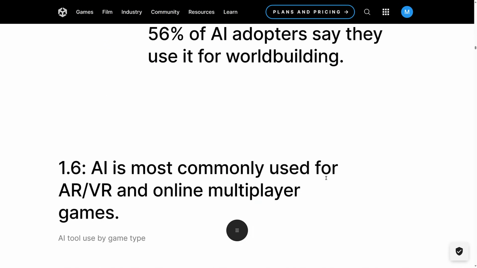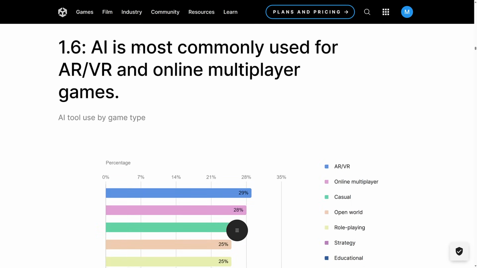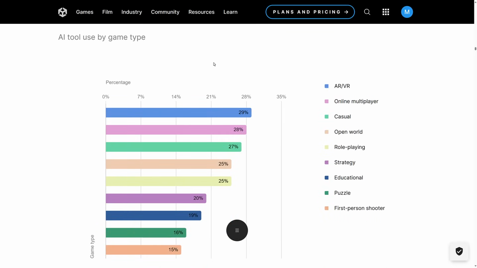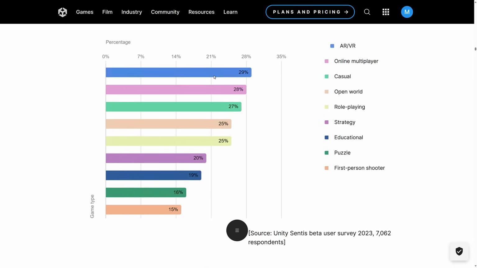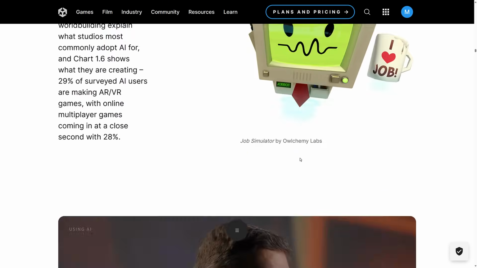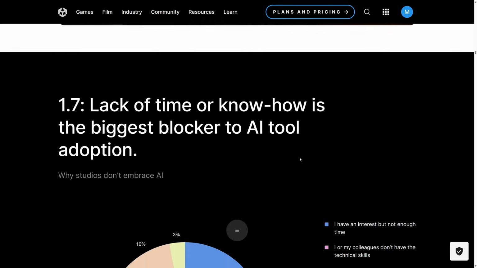Not necessarily AI itself. 56% of AI adopters say they use it for world building. AI is most commonly used for AR, VR, and online multiplayer games. So you break down people using AI and the type of games they're creating. Again, AR, VR, online multiplayer, casual, and then open world role-playing, and down from there. Again, that is analyzing to the Sentis users as well.